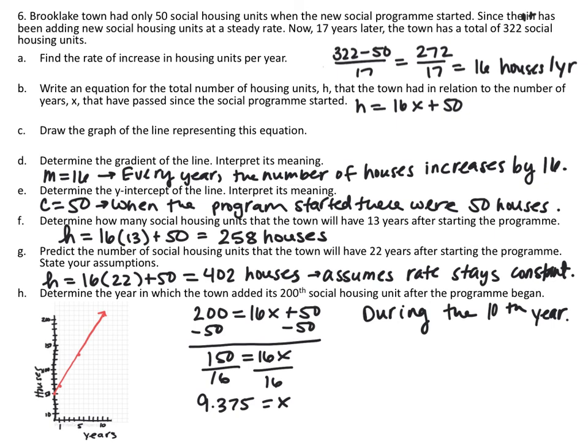So we're predicting the future because right now we're only at year 17, so we have to assume that nothing changes. And then for the last one, it says determine the year in which the town will add its 200th social housing unit after the program started. So now houses is H, so I plugged in 200 for H and solved for x, and you end up with x to be 9.375, so after the 9th year or during the 10th year, they'll add the 200th house.